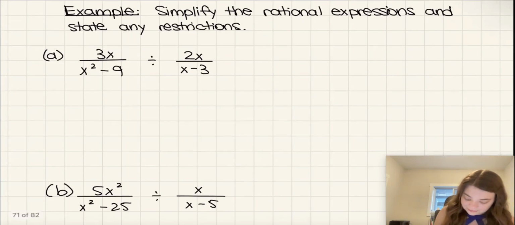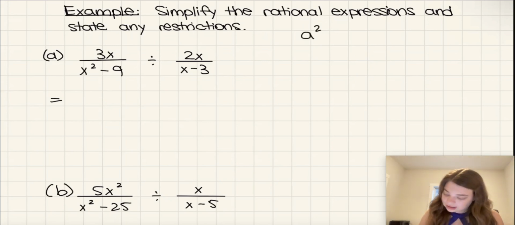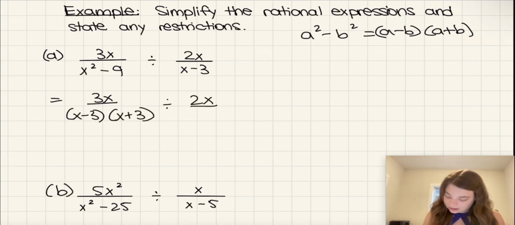The only thing that can be factored in this first one is the denominator of this first rational expression. Notice that it's a difference of squares, so we can use the difference of squares formula in order to factor it. Recall that a squared minus b squared is equal to a minus b times a plus b. So in this case, we have 3x over x minus 3 times x plus 3, divided by 2x over x minus 3. So that is step one.